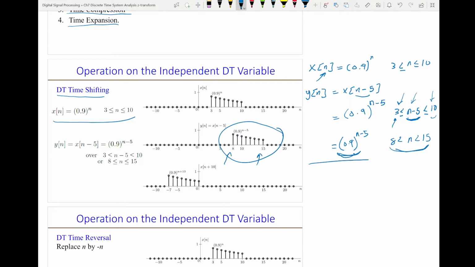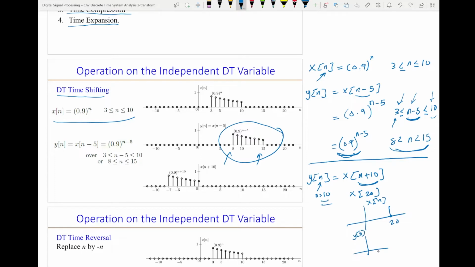Now if I want to create a new signal that looks like this, x of n plus 10, this basically means shifted to the left by 10 units, or it means it's advanced 10 units of time. So this is basically y at n equal 10. It's the same as x at 10 plus 10, that's 20. So if x of n is this one, and there is a sample here at 20, it will map at y of n at 10. So this sample will be now here. So that's advancing the signal by 10 units, or shifting to the left by 10 units.